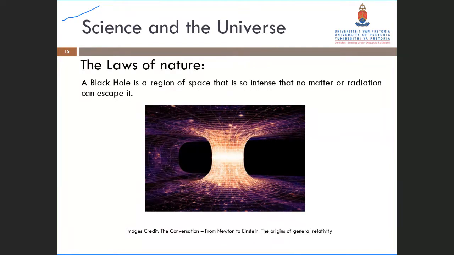So what is the difference between an event horizon and a sphere of influence? Sphere of influence is a term I haven't heard before. So what can you tell me about the sphere of influence?